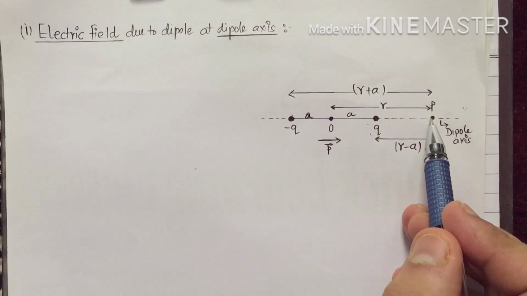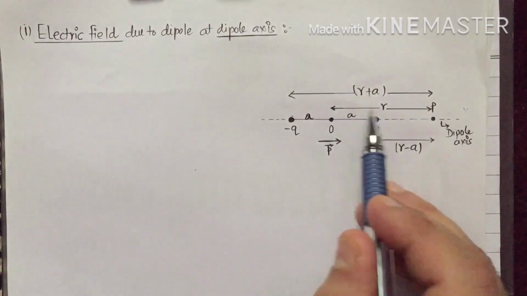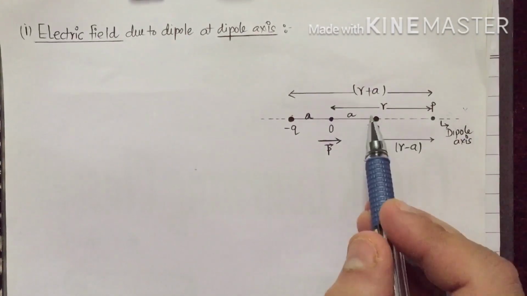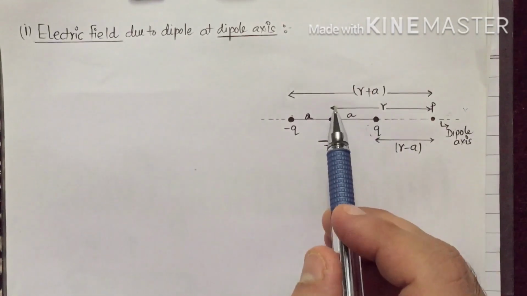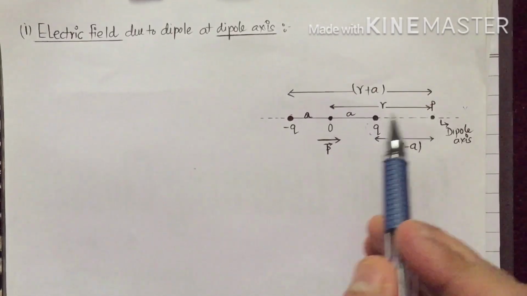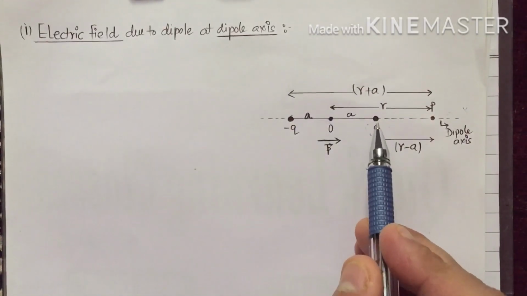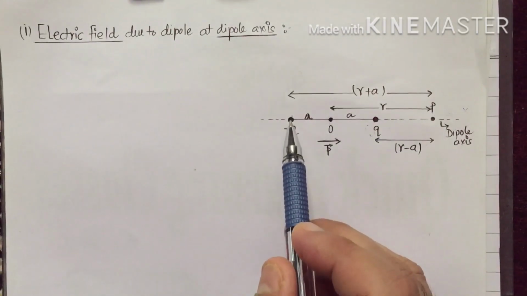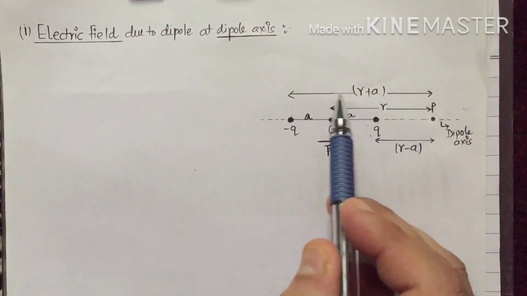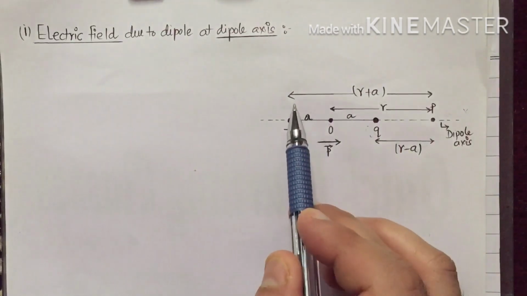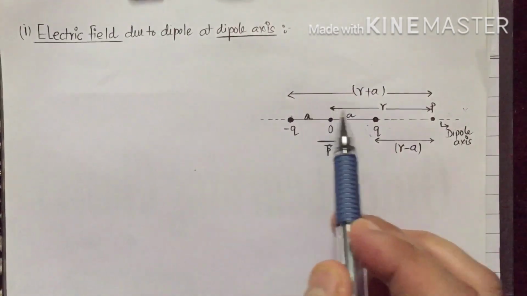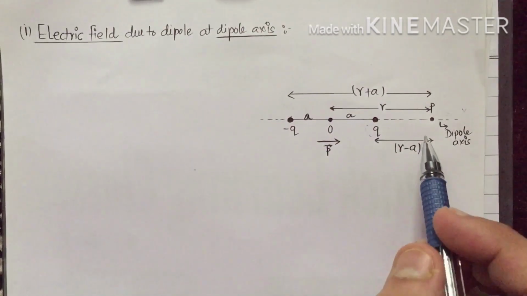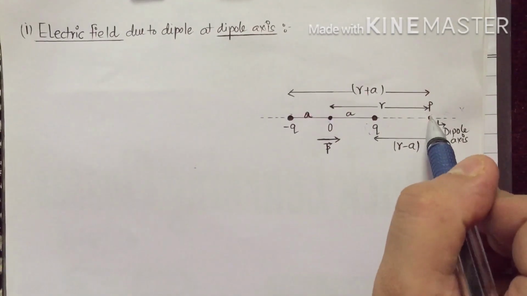In this figure, P is any point on the dipole axis which is at r distance from the center of the dipole. The distance of P from charge q is r minus a, because from O to P it's r, from O to q it's a, so from q to P it's r minus a. Similarly, the distance of P from minus q is r plus a, because from minus q to O it's a, and O to P it's r.